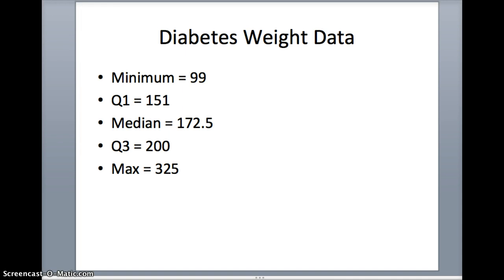So back to our data, we looked at the diabetes weight data in the previous video, and we had a minimum of 99, the 25th percentile, which we now can call quartile 1, of 151, median of 172.5, Q3 of 200, and a maximum of 325. And this is easy enough to draw by hand, but I will go ahead and use technology to enable the draw.